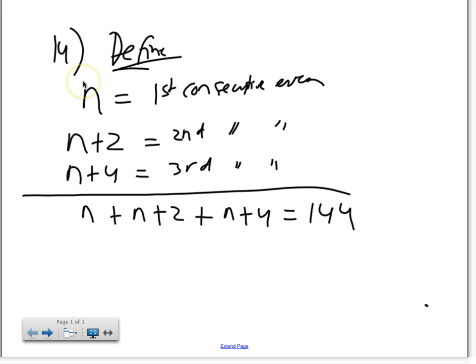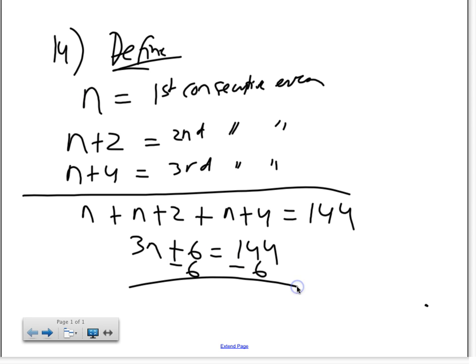Okay. For those of you who did not get this the first time, I hope it makes some sense to you now. And then the next part is to solve this. Well, okay, let's solve. 1n, 2n, 3n, right? So I have 3n. 2 plus 4 is 6, equals 144. You can do your shapes and box if you want to, or if you know how to solve it, just go solve it.